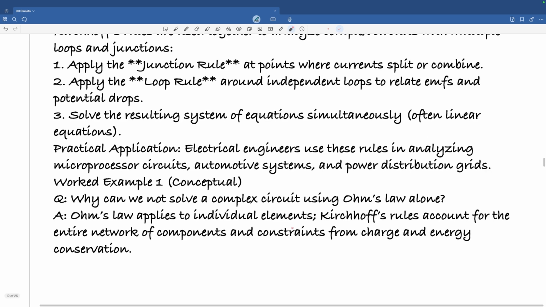Why can't we use Ohm's law alone? Because Ohm's law is applicable only to individual elements. But Kirchhoff's rules, here you see it, Kirchhoff's rule accounts for the entire network. We take the whole loop, or we consider the whole junction. So it's not applied to individual elements.